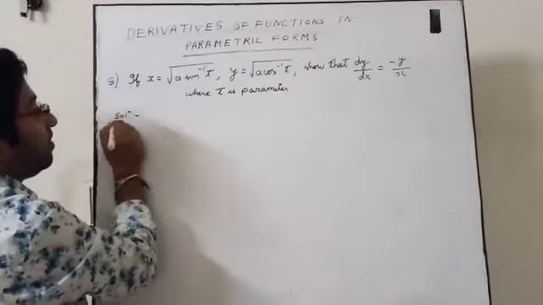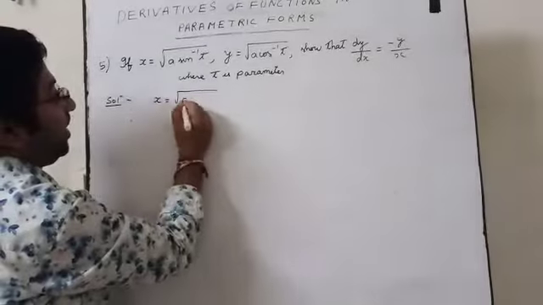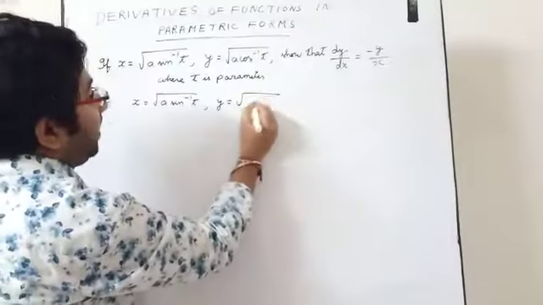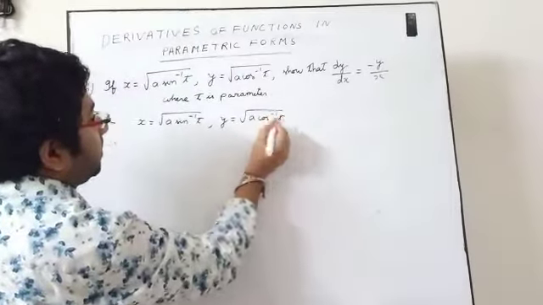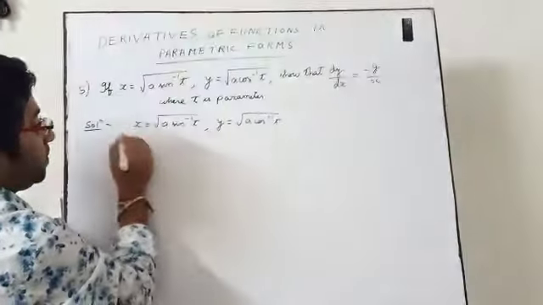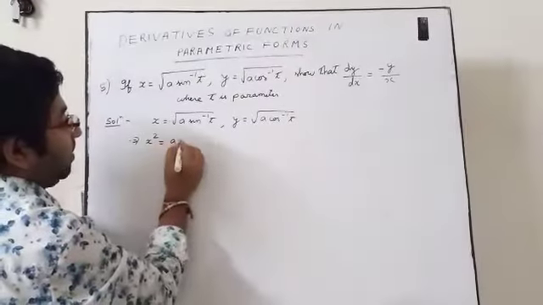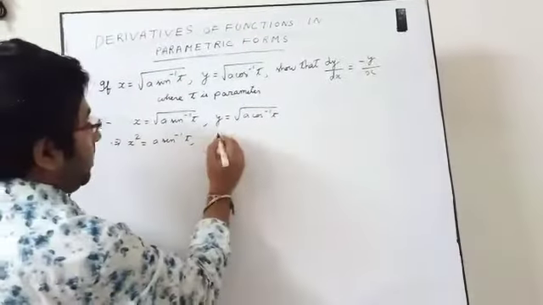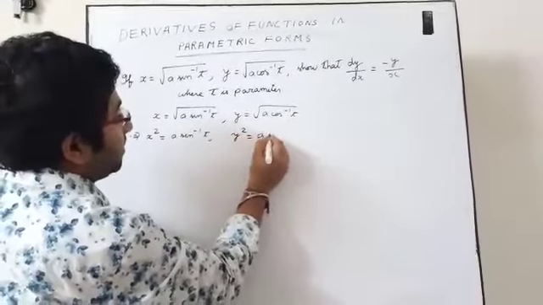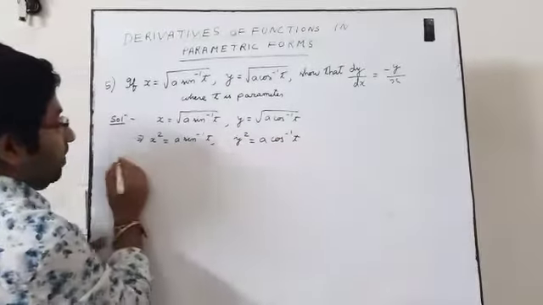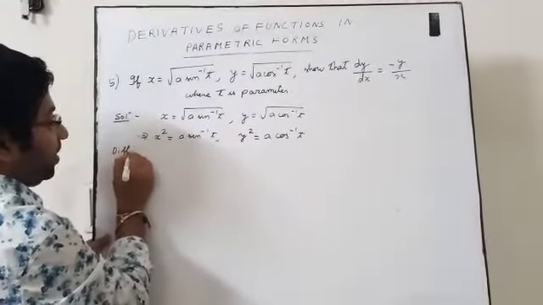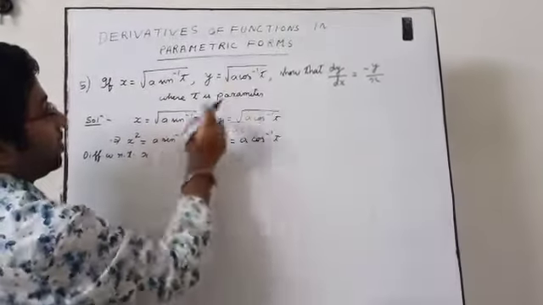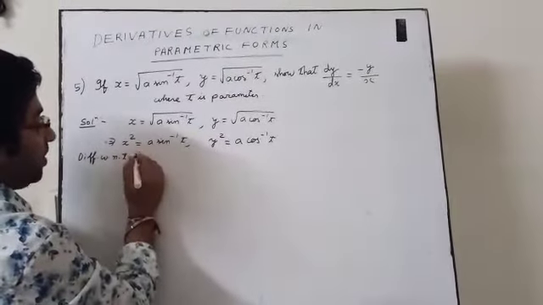Solution. So x equals root over a sin inverse t, and y equals root over a cos inverse t. So what do we do? Squaring both sides, x square equals a sin inverse t, and y square equals a cos inverse t. Now differentiate with respect to t, because in parametric form x is dependent on t, y is also dependent on t.